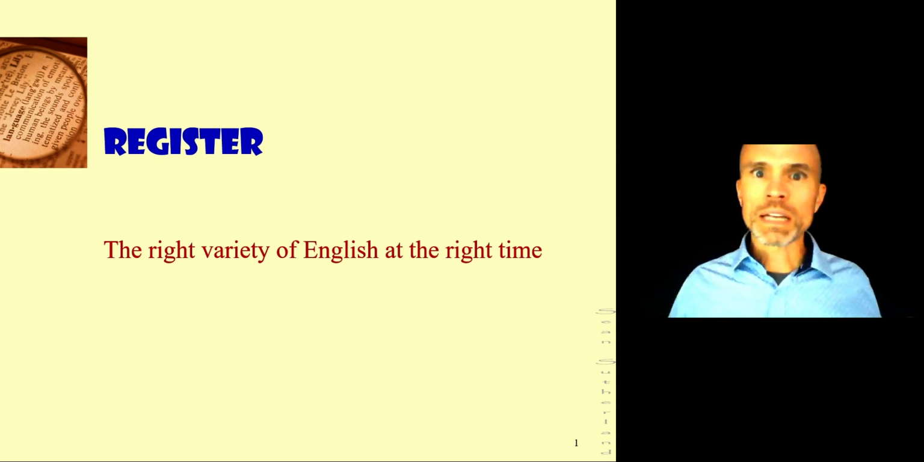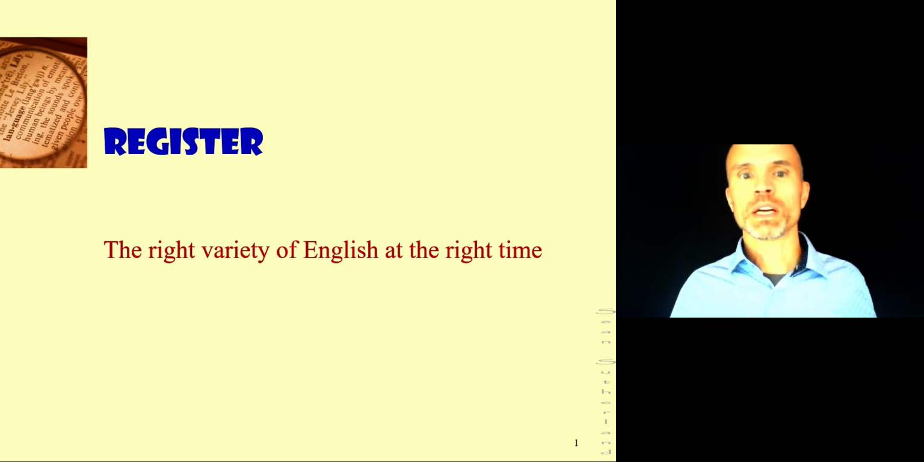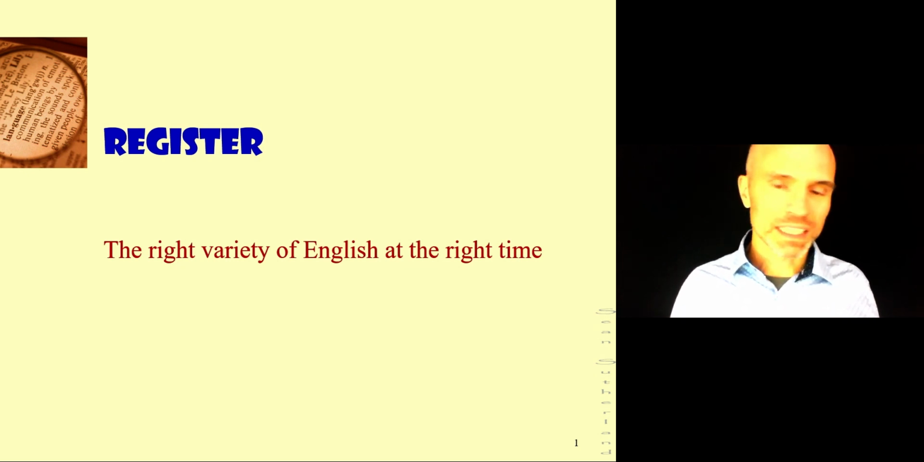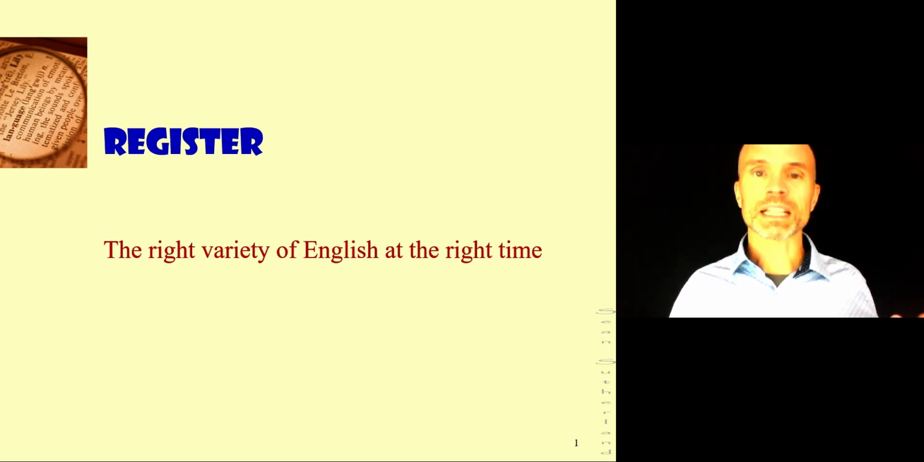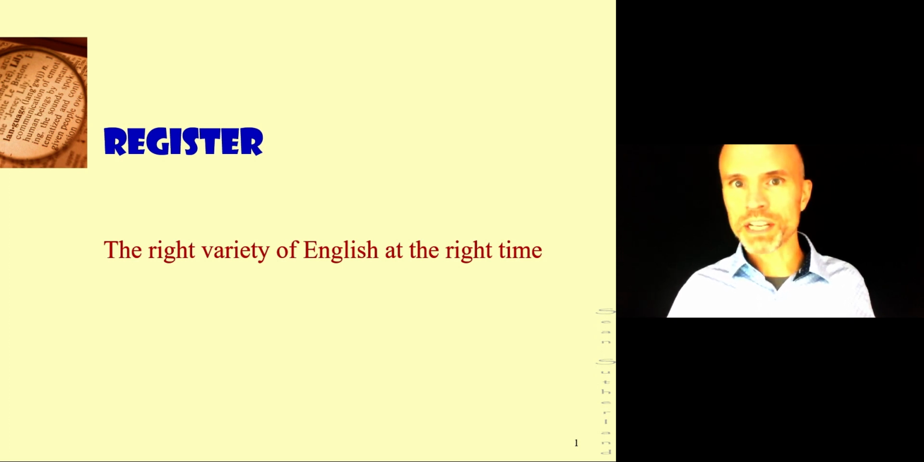Hello. Now I'm going to talk to you about register, which, as you see here, is sometimes summarized as the right variety of English at the right time. What we mean here is that at certain times, during certain language events, you expect a certain kind of language to be used. For example, even at the start of this talk that I'm giving right now, I said hello, and now I'm introducing the topic quite generally.